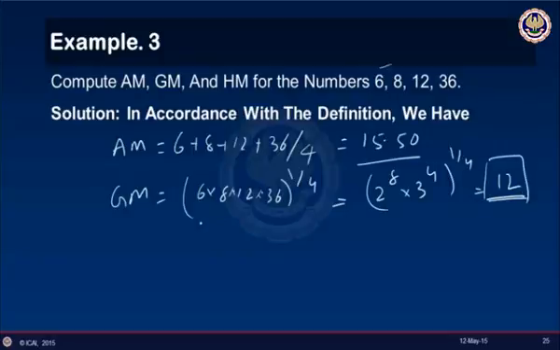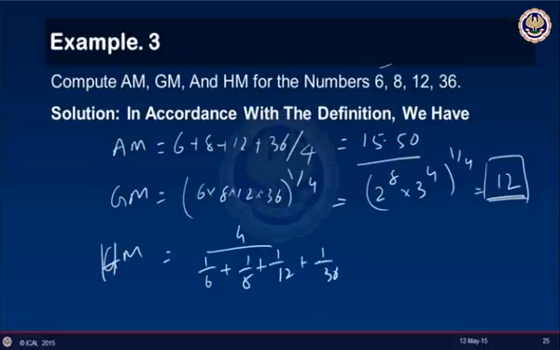And the harmonic mean, we already know the formula. This is the harmonic mean we have to find: 4 by (1 by 6 plus 1 by 8 plus 1 by 12 plus 1 by 36). After simplification, this is 9.3.